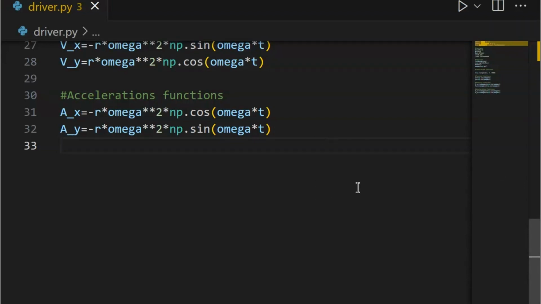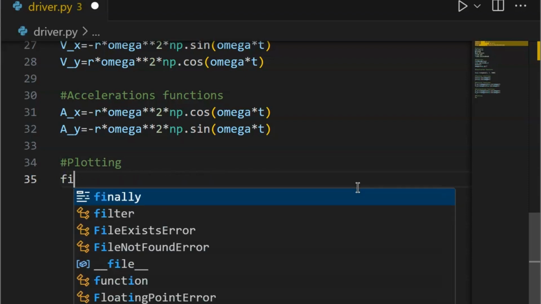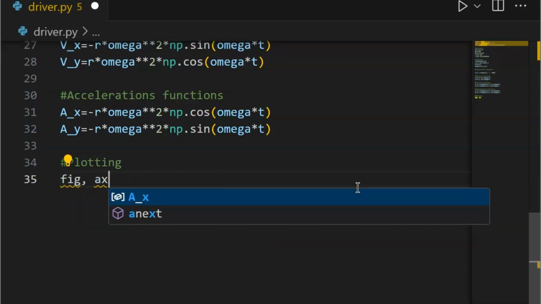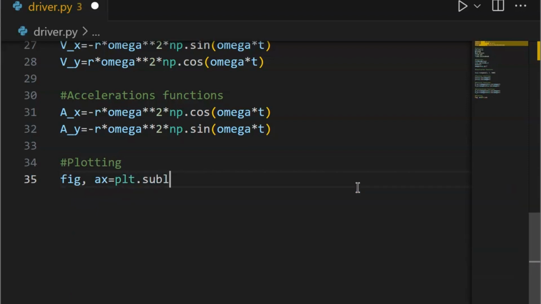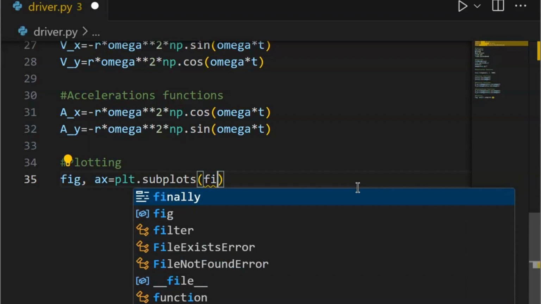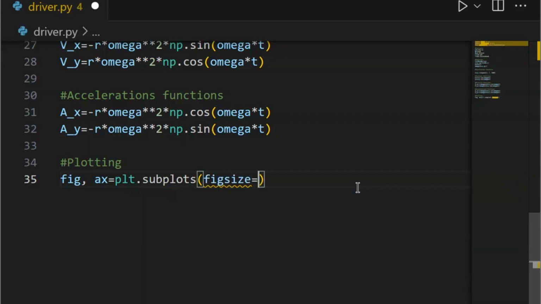Right, next step, we have perhaps the most crucial step of all of this, and that is plotting. Let's start. fig, ax is equal to plt, or matplotlib, dot subplots, figsize is going to be 8,8. So this essentially sets a new matplotlib window that sets a particular figure size.